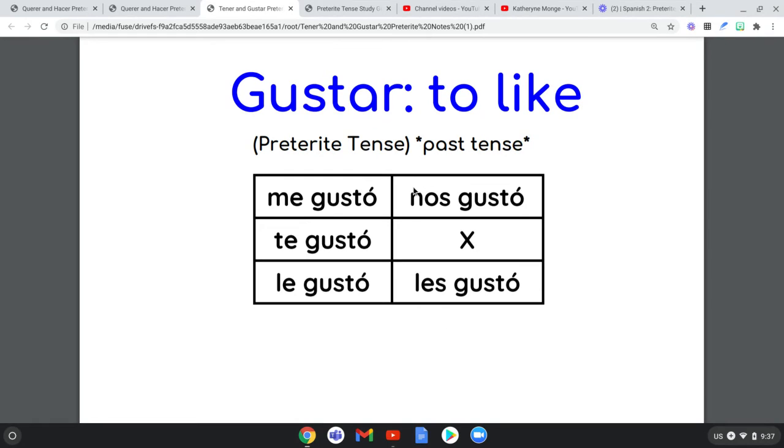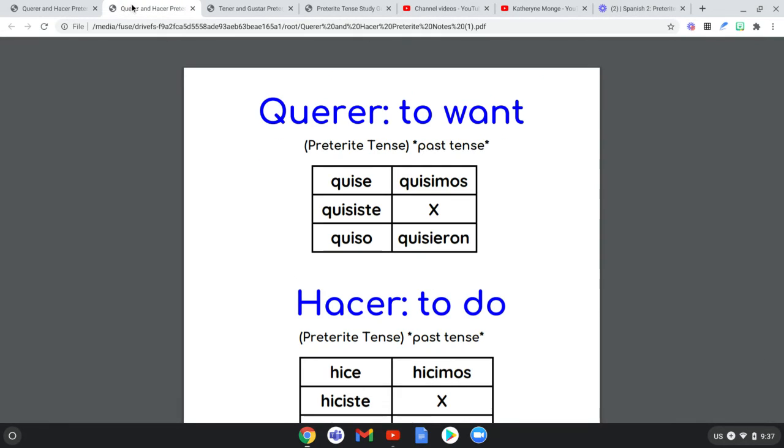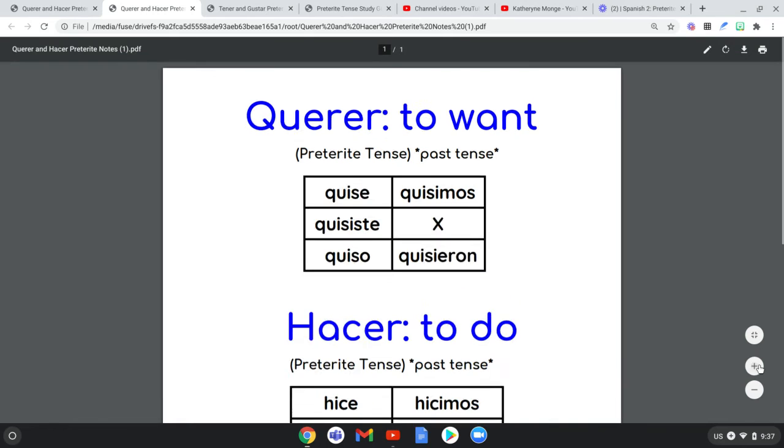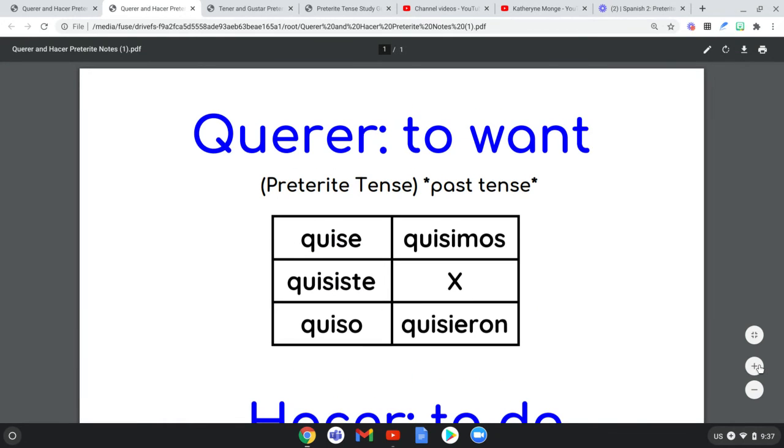So gustar is its own ball game just because it's completely different. It tends to just use the same spelling over and over and over. All you change is your DOP. Me, te, le, nos, and les. So the basic rules for irregular verbs are still followed by both of these verbs here.